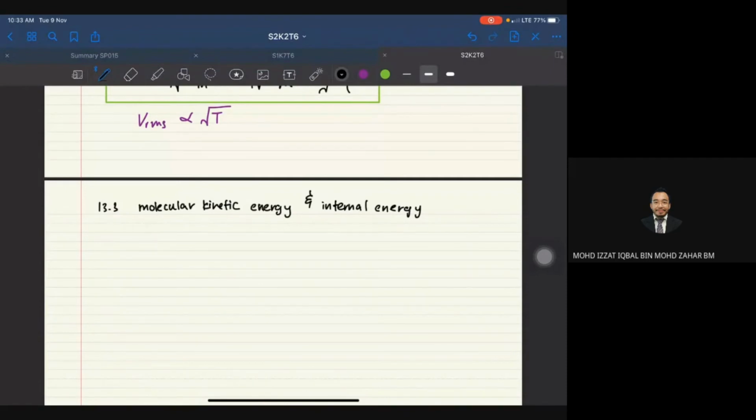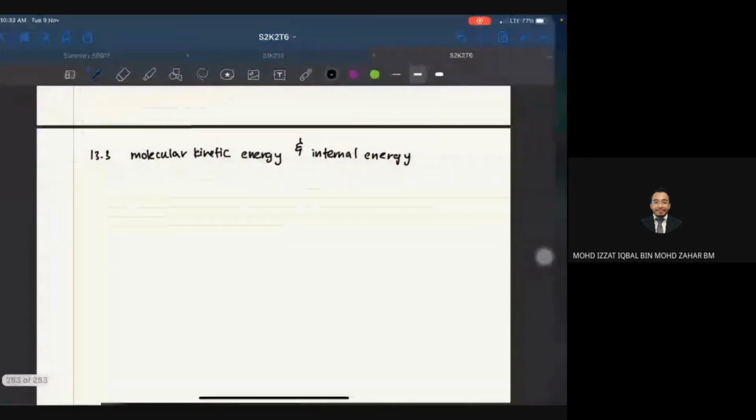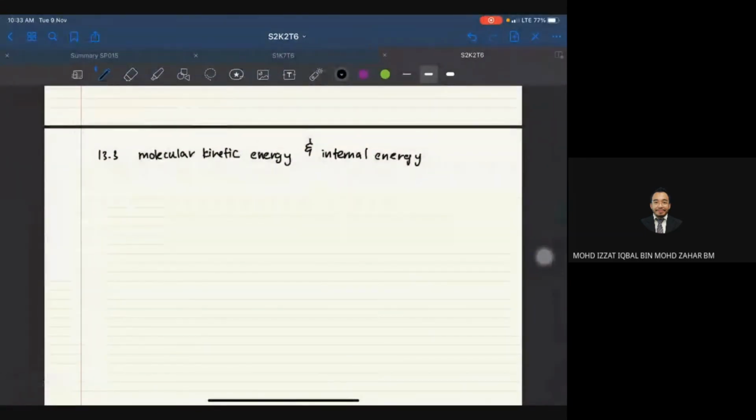Okay, I'm going to start with the translational kinetic energy of molecules. So the first thing that you guys need to know is about translational kinetic energy. Okay. So if you really want to understand this last topic, if you can understand, then if you want to solve, that should be okay.